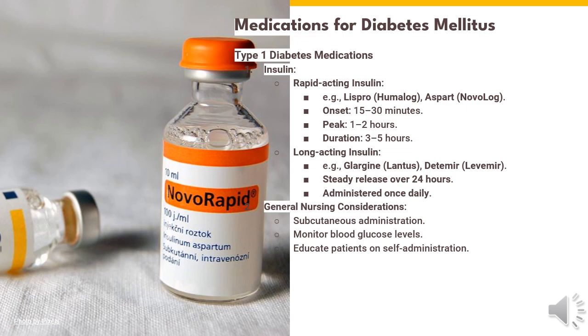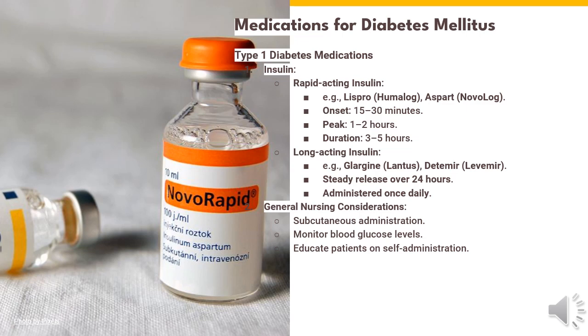So let's talk about the general nursing considerations for these particular drugs. Insulin is administered SC, subcutaneously. It's crucial to rotate injection sites to prevent lipodystrophy.